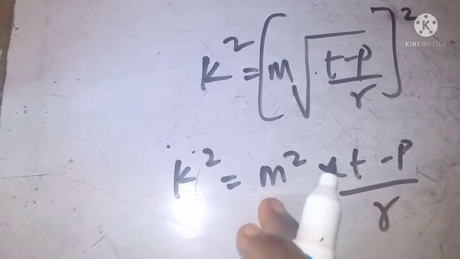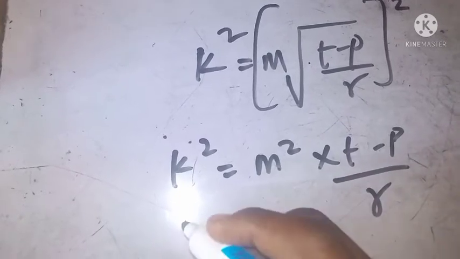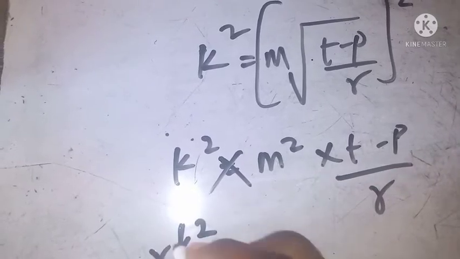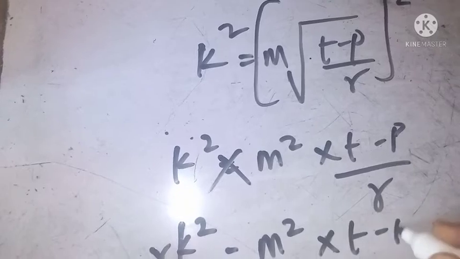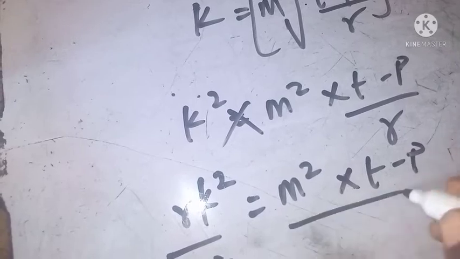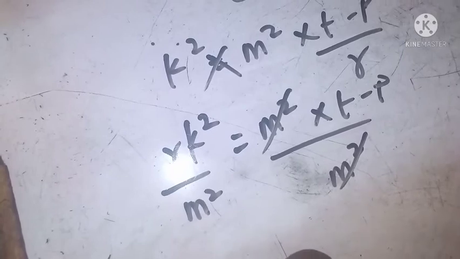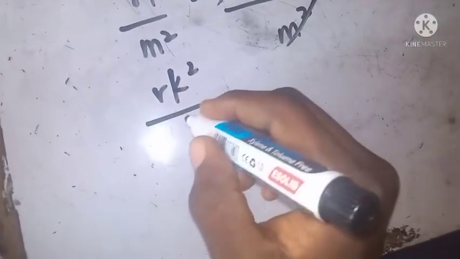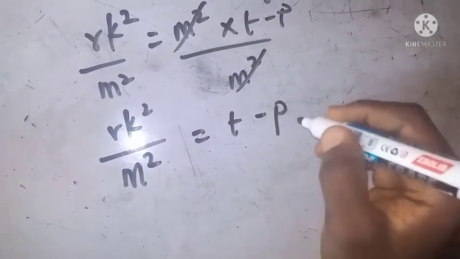Maybe we should cross multiply first. Yes, let's cross multiply first. If you cross multiply, what you have is RK square equals M square times T minus P. We can divide both sides by M square, so that what we have left is RK squared over M square equals T minus P.